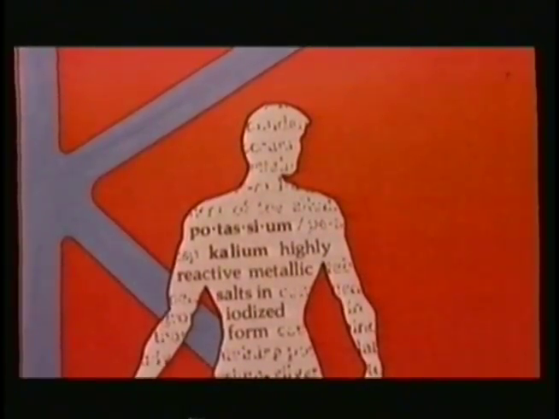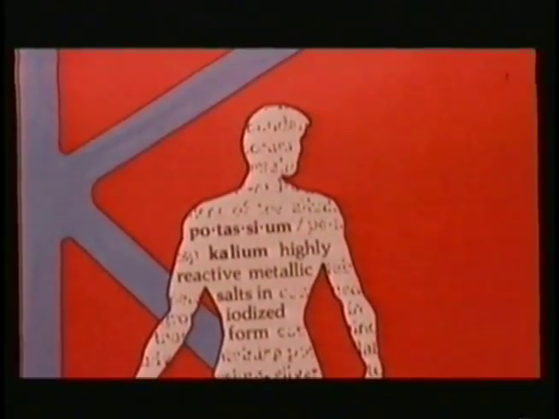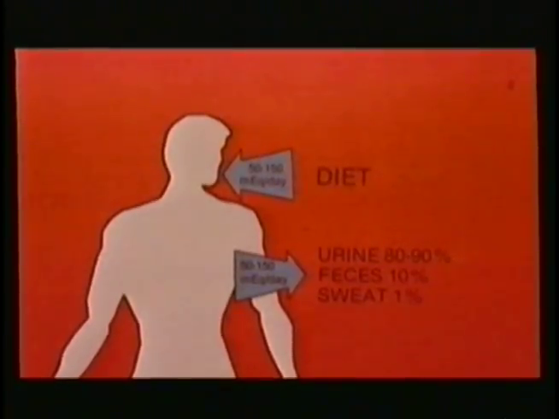Potassium, symbolized by the letter K from its Latin name kalium, is a highly reactive metallic element. It is found in nature in salts or in ionized form and is an important constituent both of ourselves and of what we eat.